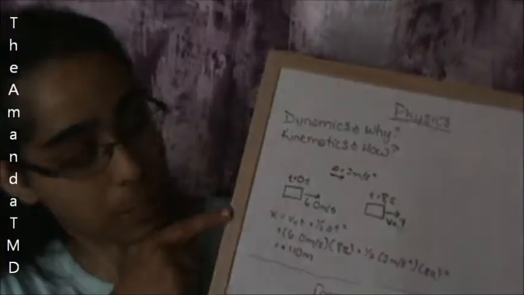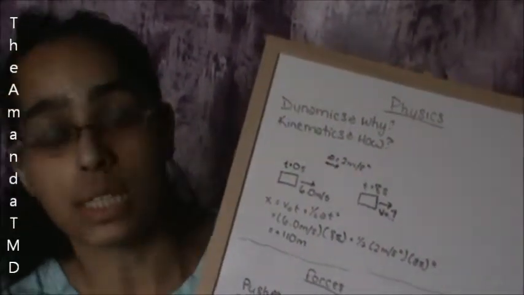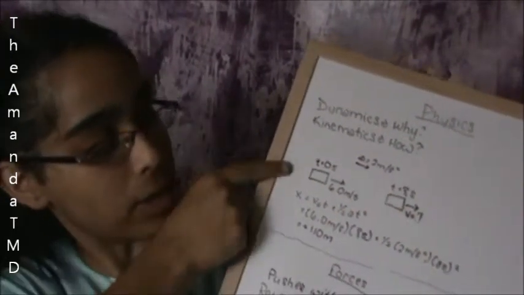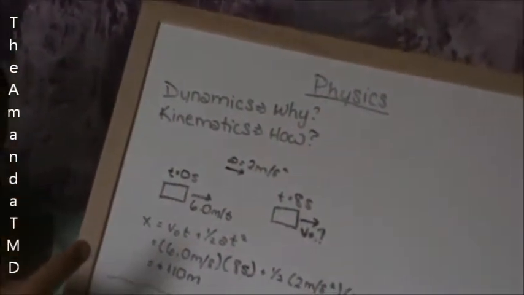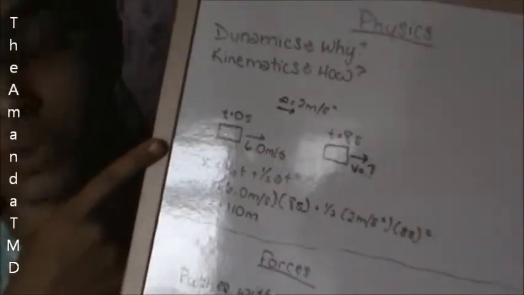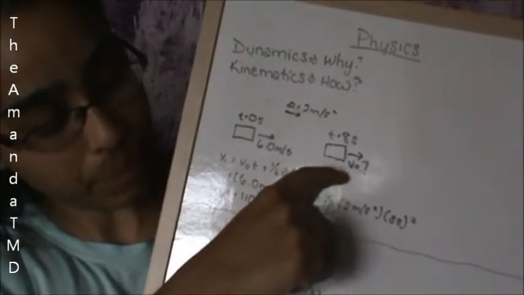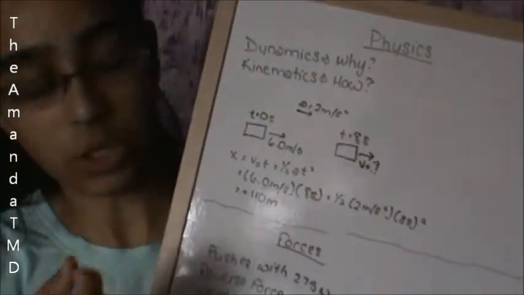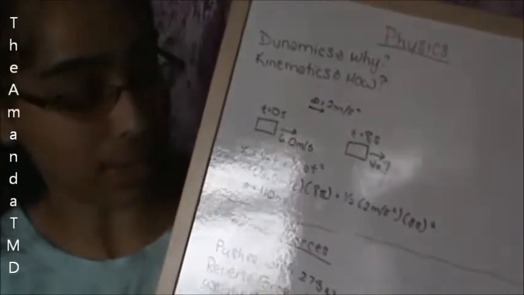So here I have an example of a kinematics question in 1D. So you're given an object at initial time 0, and a force is applied on it to make it go 6 meters per second. So there's a force applied on an object at time 0, which makes it go 6 meters per second, and 8 seconds later it's an unknown velocity, and it's at a 2 meters per second squared acceleration. Now you want to know how far it traveled in those 8 seconds.